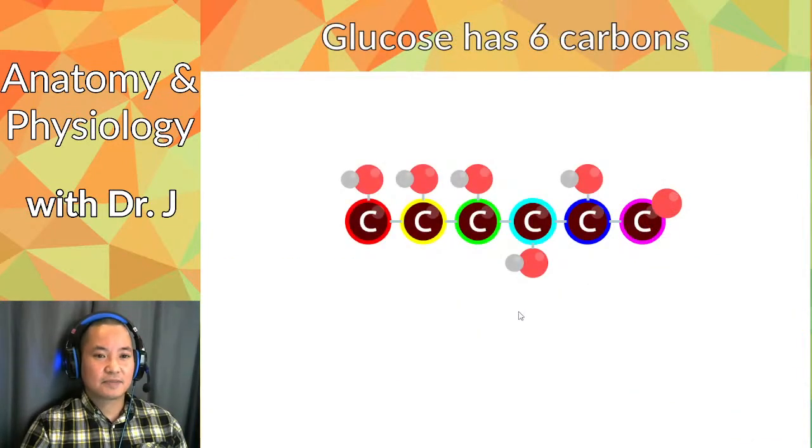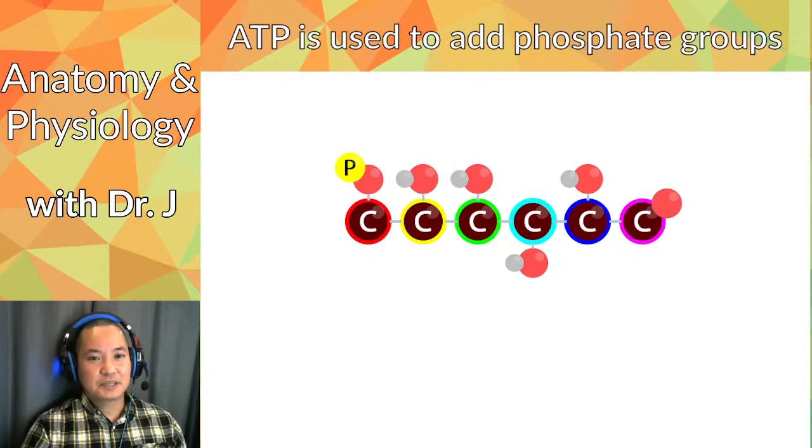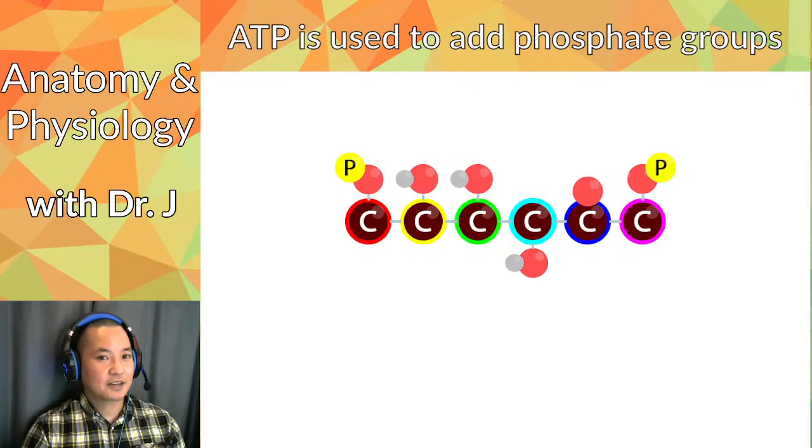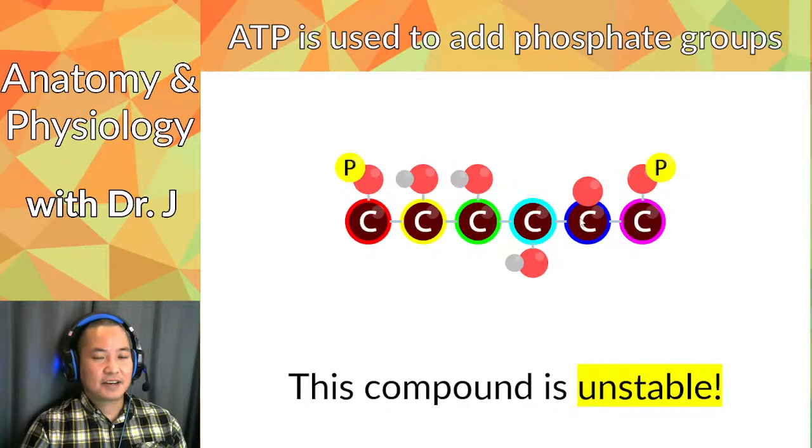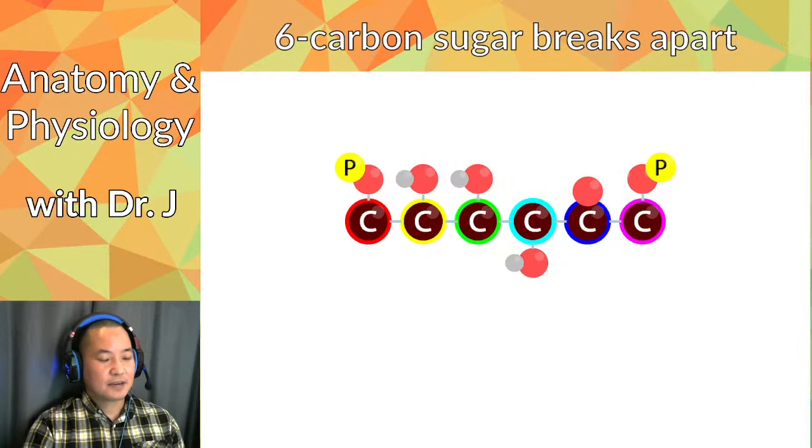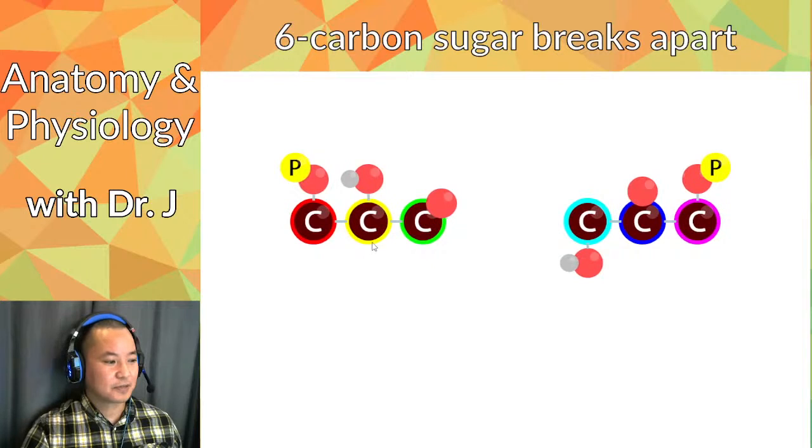So glucose has 6 carbons, and again, I don't expect you to memorize the steps I'm going to say right here. What happens is that ATP is used to add phosphate groups to the structure of glucose, and then it becomes a different compound. Again, I don't expect you to know what compound it is for this class, but adding this phosphate makes this overall chemical structure unstable, meaning that its bonds are weaker and more prone to being broken. So these bonds are more easily broken, and it breaks like this, but now we get 2 molecules that have 3 carbons each.